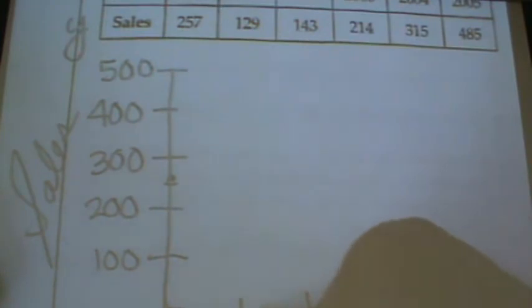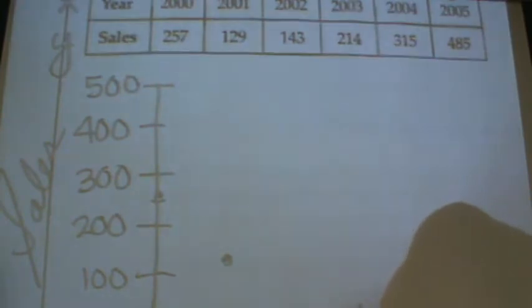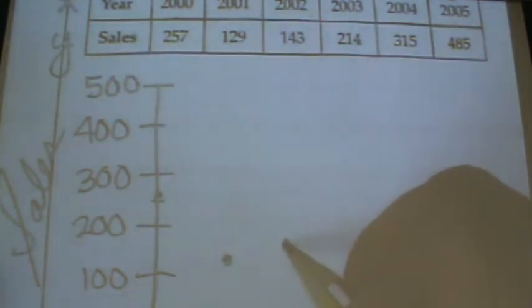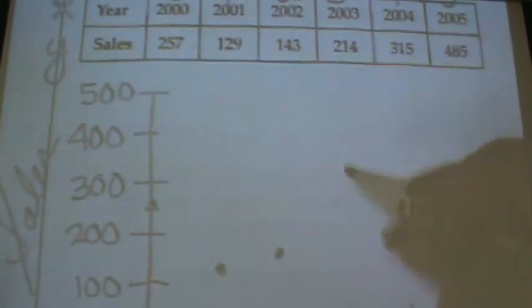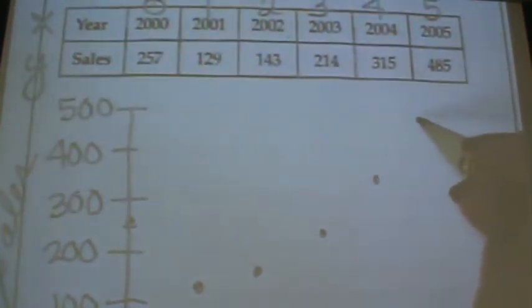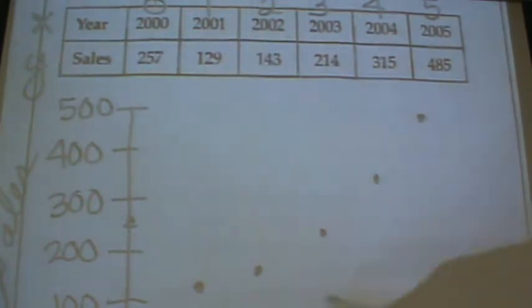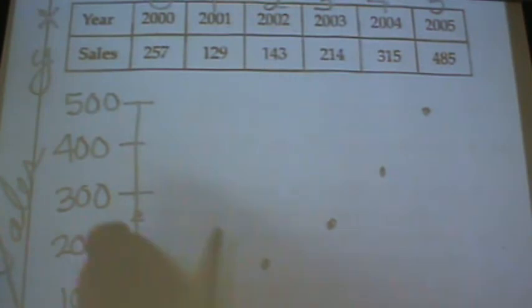So 129 over the year 2001, up 129. 2002, we're going to go up 143, which is a little higher. This is not the best scatter plot, but it's okay. 3, 214. 4, 315. And 5, 485. There's your scatter plot. It just shows a trend. So sales, for the most part, is going up. It did go down this year and then went up.